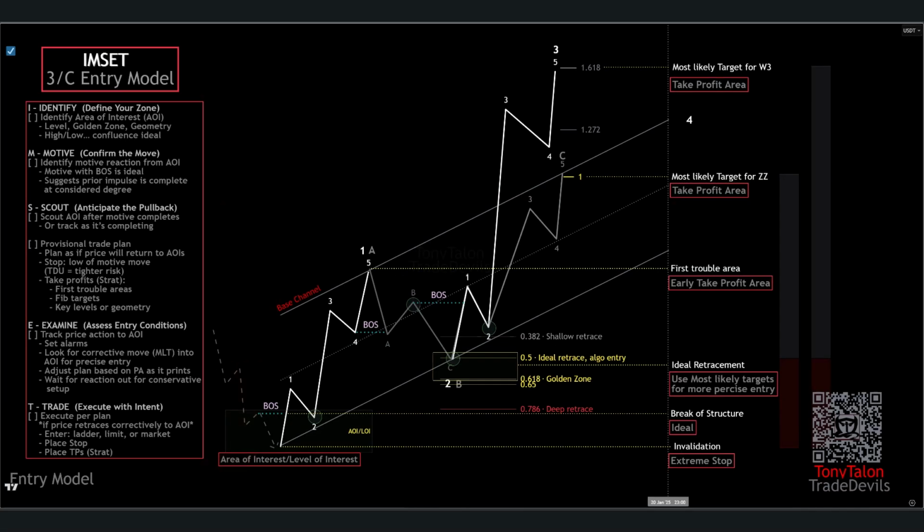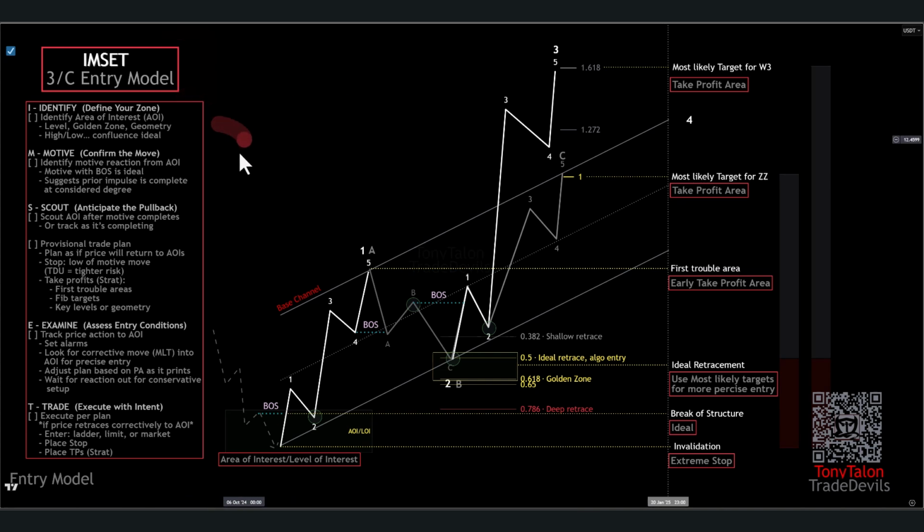Today, I wanted to go through my entry model here for wave threes and Cs. I believe it to be the most powerful entry model you can have with Elliott Wave, and we'll go over why in a minute here. I thought it'd be hilarious to come up with an acronym for this model. So, right now, I'm calling it the I'm set model.